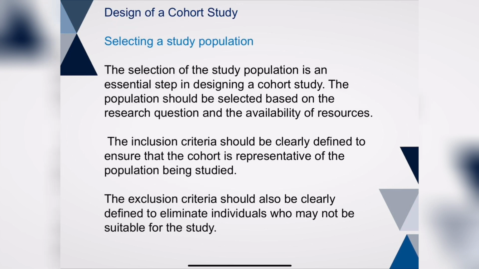First, we will be selecting a study population. The selection of a study population is an essential step in designing a cohort study. The population should be selected based on the research question and the availability of the resources. The inclusion criteria should be clearly defined to ensure that the cohort is representative of the population being studied. The exclusion criteria should also be clearly defined to eliminate the individuals who may not be suitable for the study.